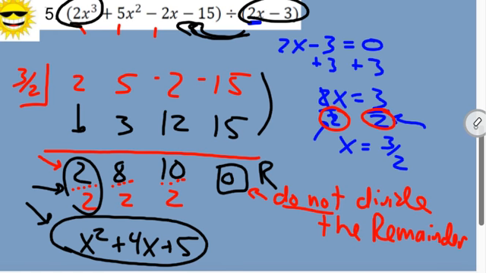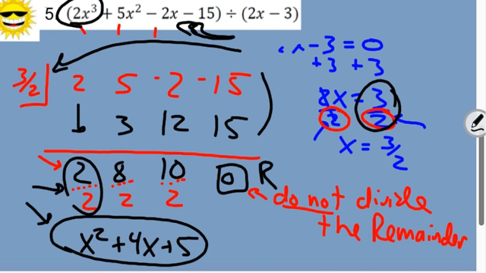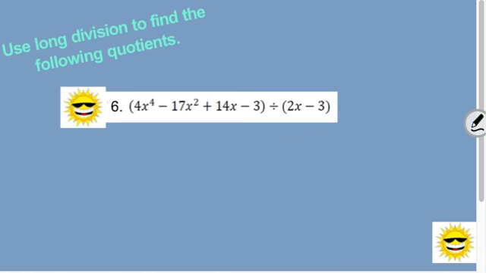So as soon as you're dividing by something that isn't just x, it's 2x minus 3. To get this number that we're going to put in this box over here for long division, we had to divide by 2. So that means we have to divide our answer by 2 in order to get our actual answer here. Okay? So that was number 5. Let's flip it over. Check out number 6.